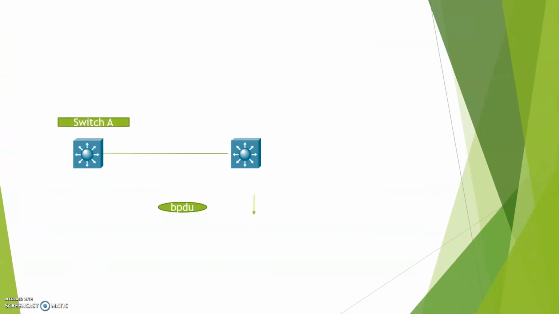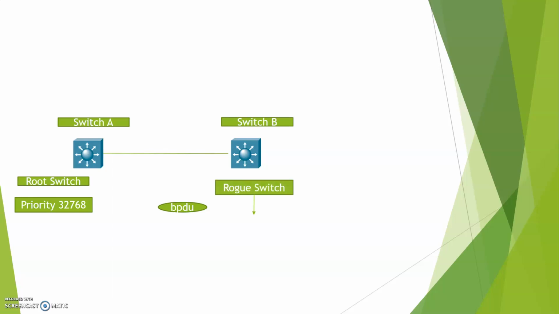Let us see how the root guard works. So I have connected two switches, switch A and switch B. Switch A is a root switch which is using the default priority 32768, and switch B is a rogue switch which is having a better or lower priority compared to the root switch. So that's the reason we call this a superior BPDU.